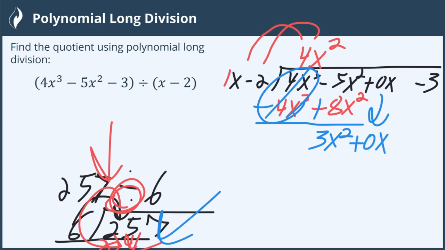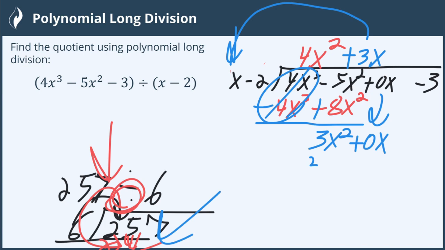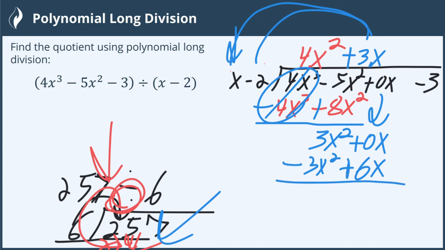Now, just like with long division, you bring down the next term, plus 0x. And then we do it again. We're going to say, well, what do I got to multiply x by to get 3x squared? Well, a positive 3x. 3x times x is 3x squared. 3x times negative 2 is minus 6x. Draw a line, change your signs, now combine. These cancel every step. 6x minus 3.